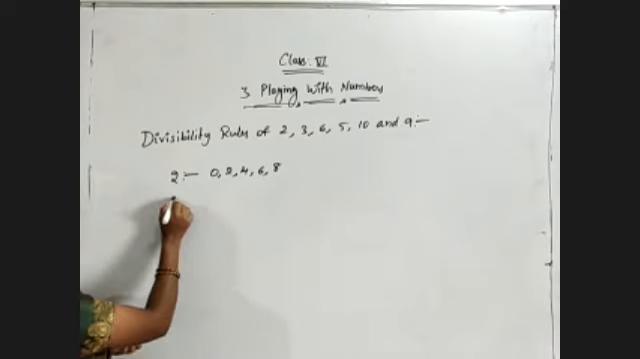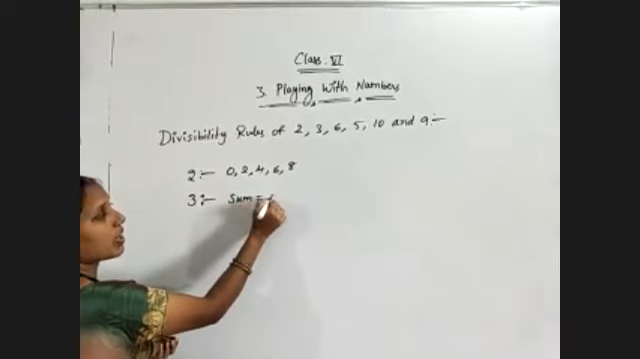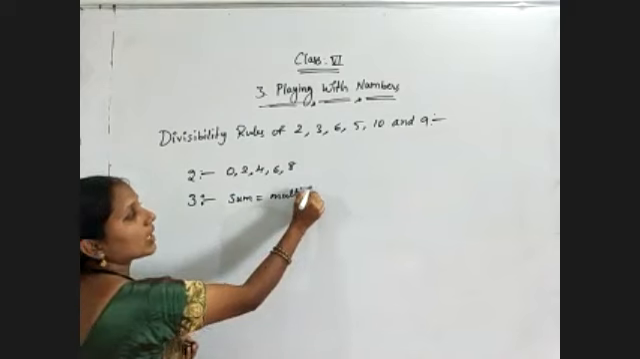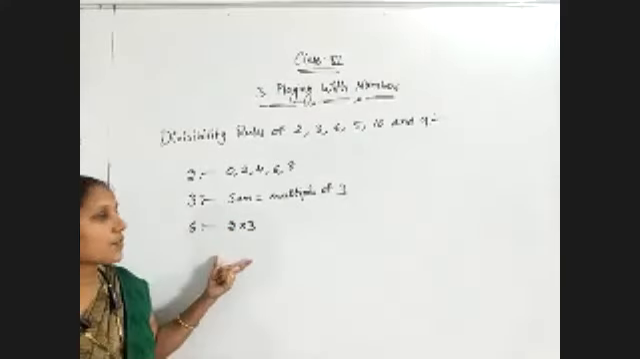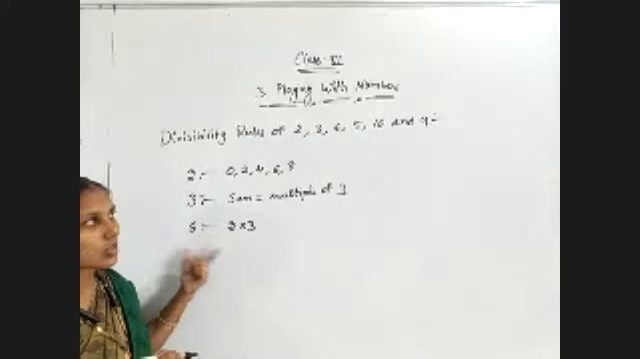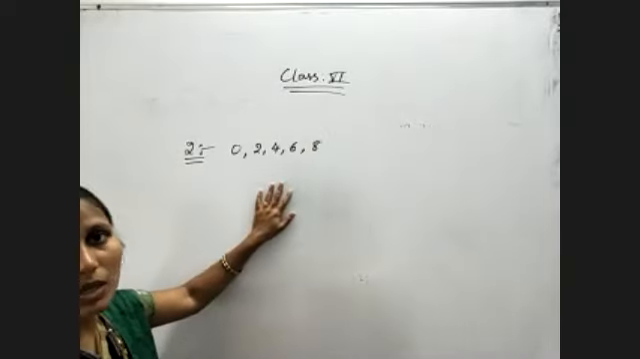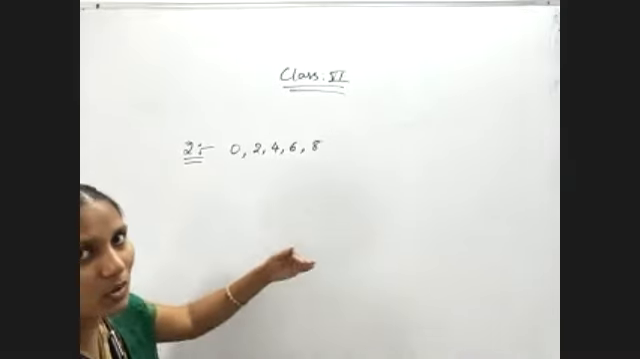Now coming to the divisibility rule of 3. If the sum of the digits is a multiple of 3, then only it is divisible by 3. Otherwise, it is not divisible by 3. So yesterday we covered these things. And coming to 6, if a number is divisible by both 2 and 3, then only it is divisible by 6. Yesterday we have done several problems on this. Today also we will continue.